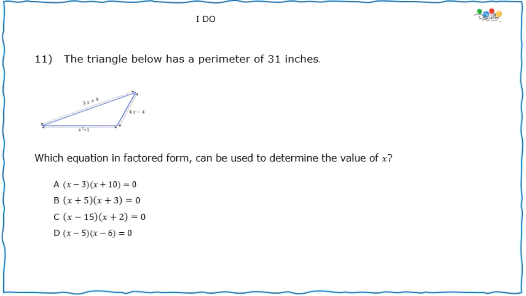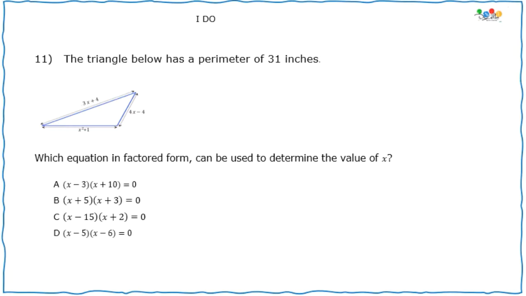Hello, students. So let's go to the next problem. Let's read it. It says, the triangle below has a perimeter of 31 inches. The question is, which equation in factor form can be used to determine the value of x?